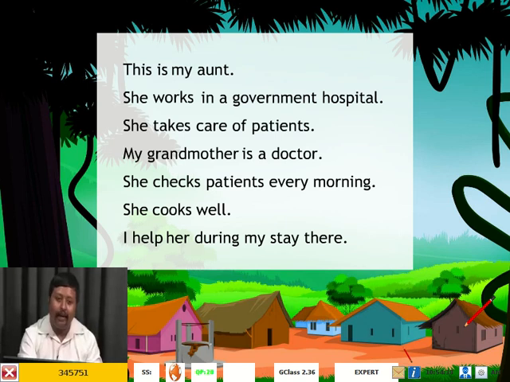This is my aunt. She works in a government hospital. She takes care of patients. My grandmother is a doctor. She takes patients every morning. She cooks well. I help her during my stay there. Now let us look at the verbs. What are our verbs?